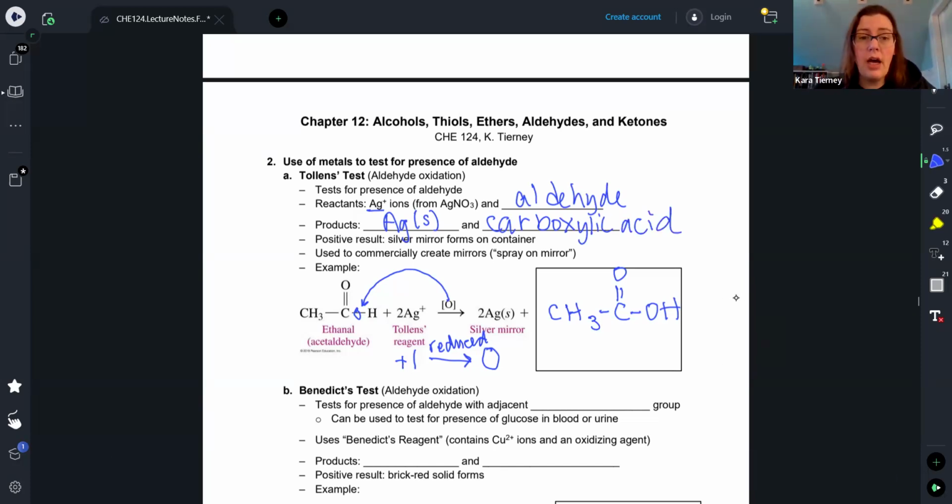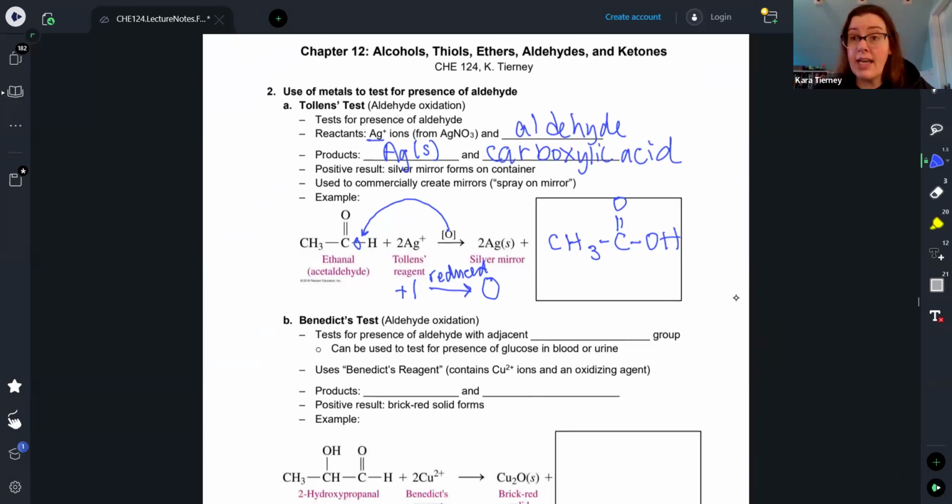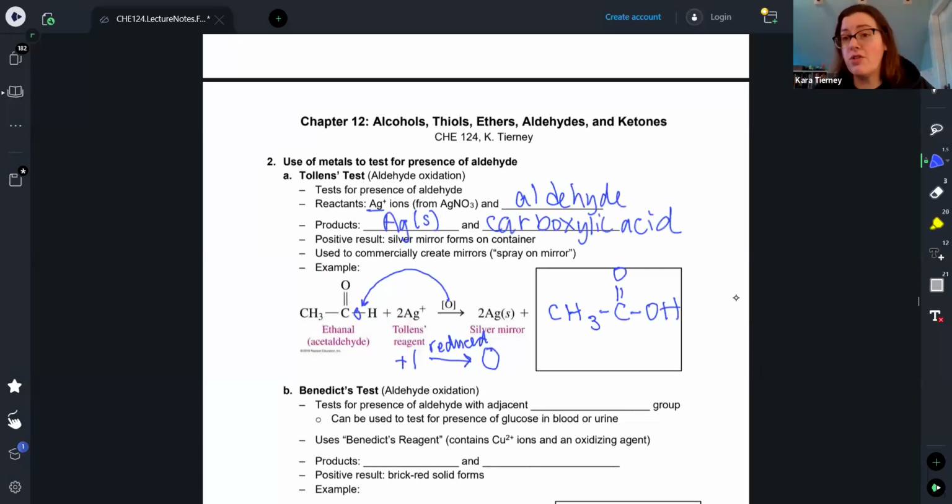Okay. The second test, so we are not actually going to do a Tollens test in lab. I'll bring in my Tollens flask. I hope I will remember. I have one in my office if you want to see it.